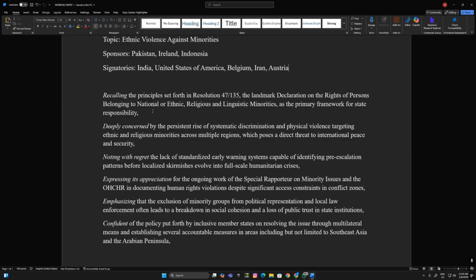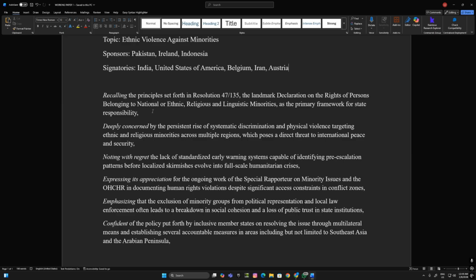Noting with regret the lack of standardized early warning systems capable of identifying pre-escalation patterns before localized skirmishes evolve into full-scale humanitarian crises. Okay, again, this is something that is related to certain states where, for example, there's a very high crime rate against ethnic minorities. So the clause, rather, points out the flaw in their early warning systems, right?